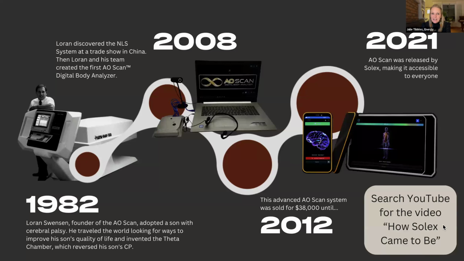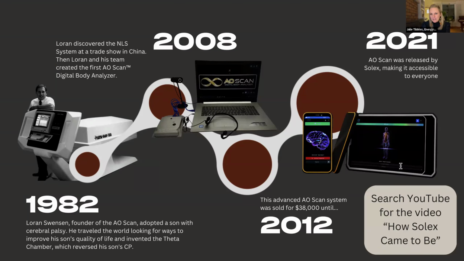And then in 2008, he discovered the NLS system at a trade show in China. And his team created the first AO scan digital body analyzer. And then in 2012, the first large unit of the AO scan system sold for $38,000. So in case you weren't aware, it was originally a large unit, and they still do exist.